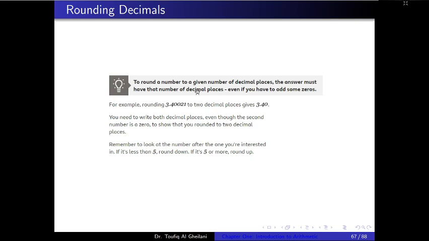So to round a number to a given number of decimal places, the answer must have that number of decimal places, even if you have to add some zeros. For example, round 3.40021 to two decimal places. So two decimal places here. The next digit is 0, so we cannot round up, so we get 3.40.